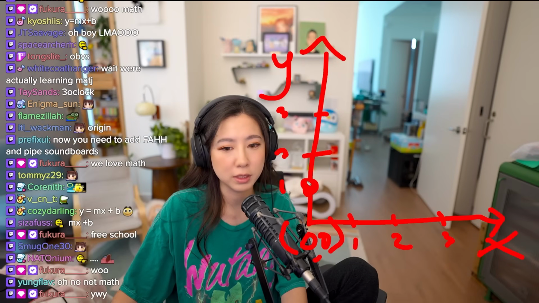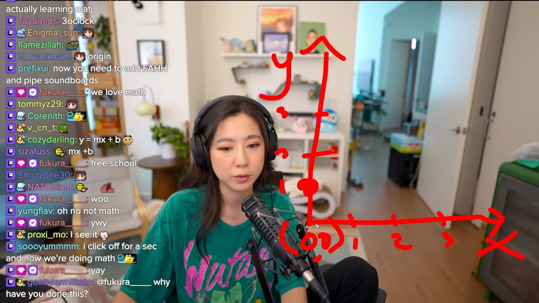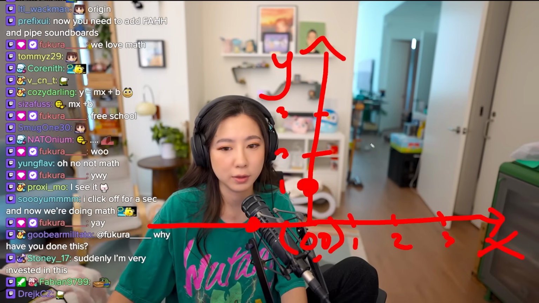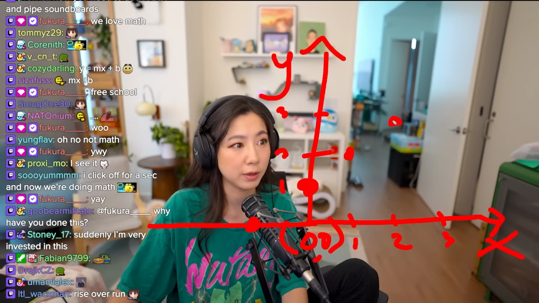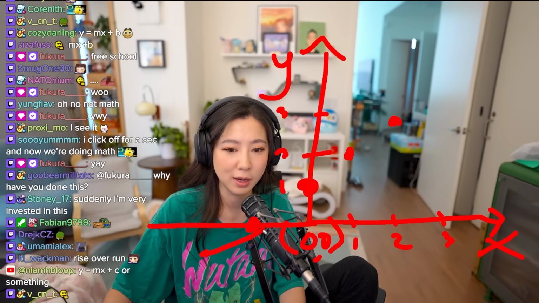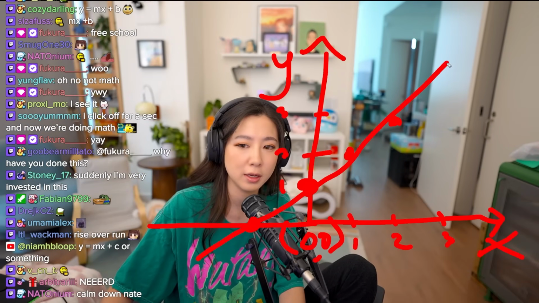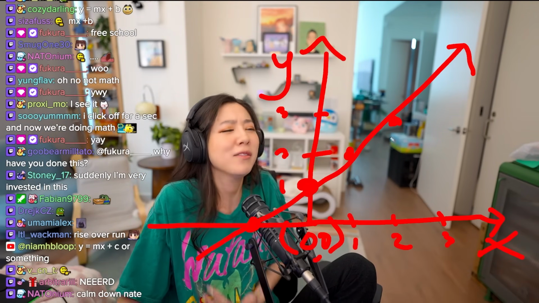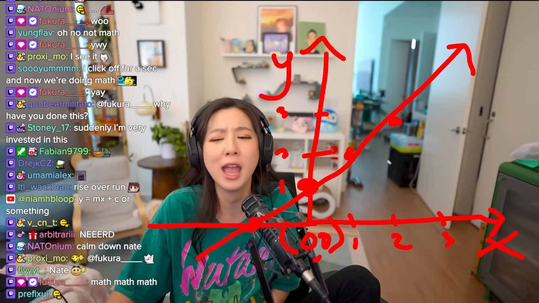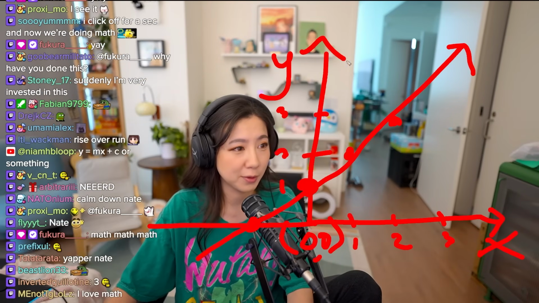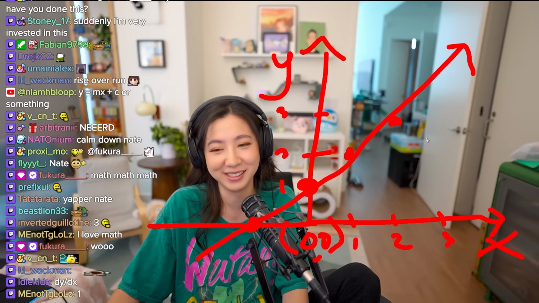Say it goes through this point right here, and this point right here, and this point, and this point, okay? And I'm trying to find the slope. What is the slope of this line? Why do we even care what the slope is? Who cares? Sorry, okay. So you use a simple formula.